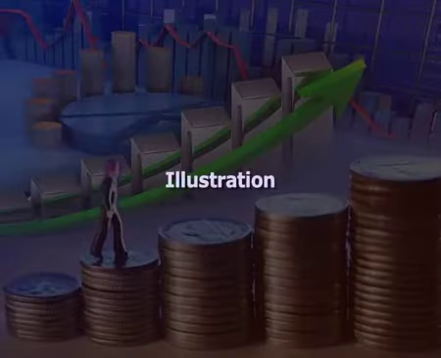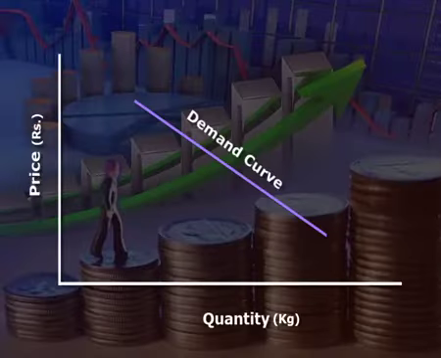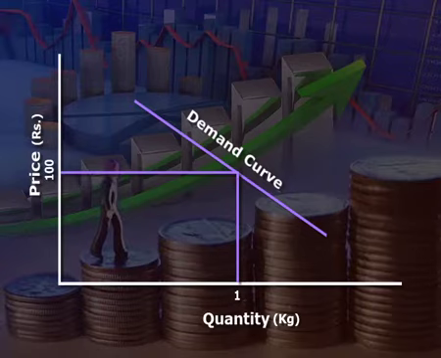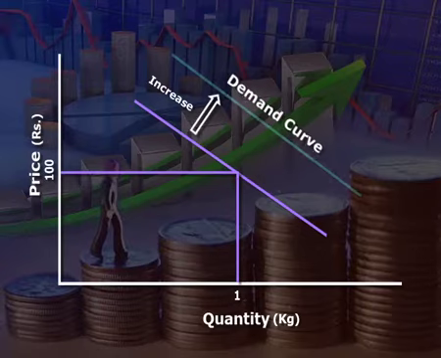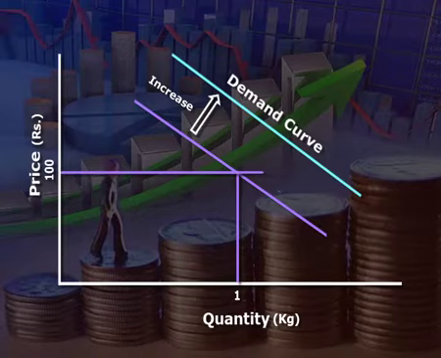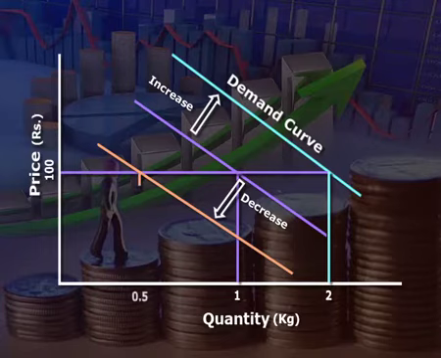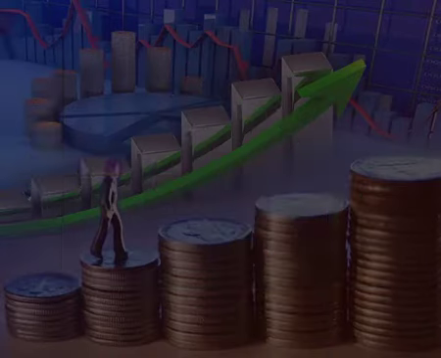Let's take an illustration. Suppose a buyer demands 1 kg mangoes at rupees 100 per kg, assuming the price does not change. If there is an increase in the income of the buyer, he will demand 2 kgs of mangoes. If there is decrease in the income, he will demand less than 1 kilogram of mangoes at the same price.